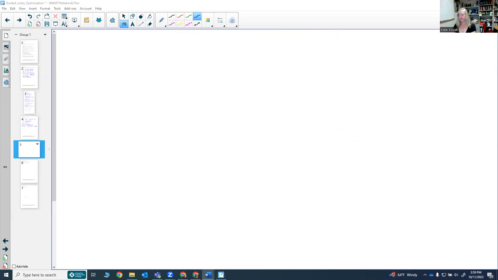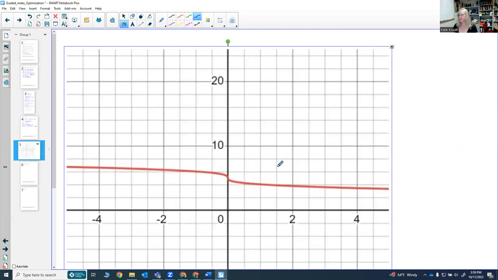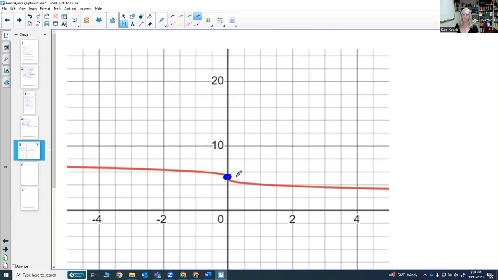The graph of this confirms this also. It confirms that there is no maximum, there is no minimum, but there is an inflection point.